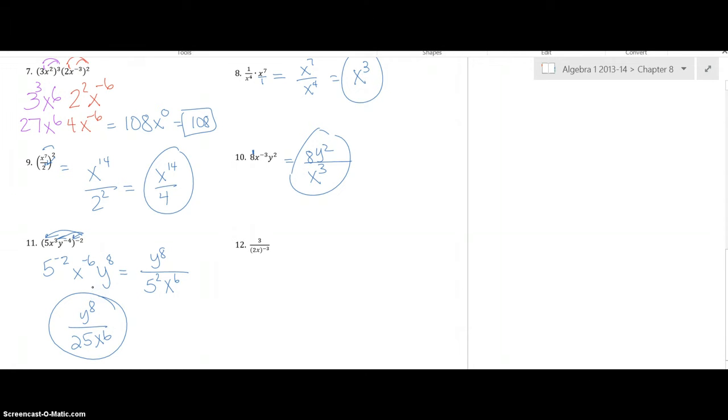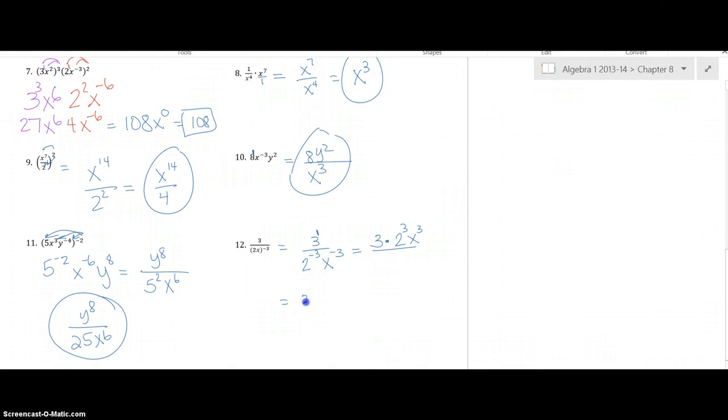Finally, number 12. On bottom, we will use rule number 3 and distribute in that exponent. And then we're going to ask ourselves, flip or stay. And that 3 has an exponent of 1 that is implied. So because the 3 has a positive exponent, it is going to stay on top. 2 has a negative exponent, so we're going to flip that to the top. And then x has a negative exponent, so we're going to flip that to the top. So everything in this problem actually ends up on the top. If you put it over 1, no big deal, but it is not necessary.